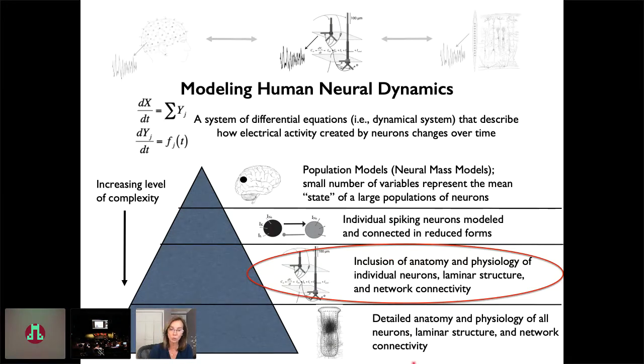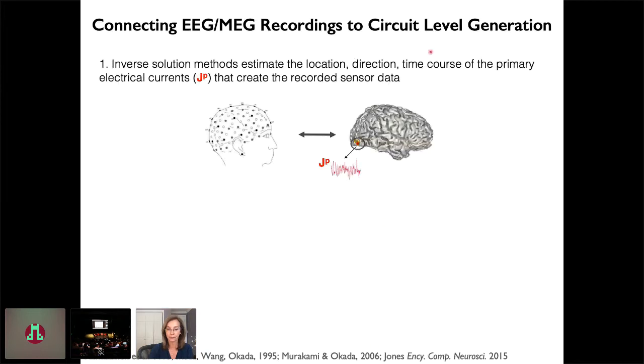And to understand why that's the level we think is important, we need to go back and think about what we're recording. So when we record extracranially with EEG or MEG, the first thing that we do is we apply inverse solution methods, and these allow us to estimate the location, the direction, and the time course of these big electrical currents in the brain that are generating our sensor level data. These are known as primary currents.